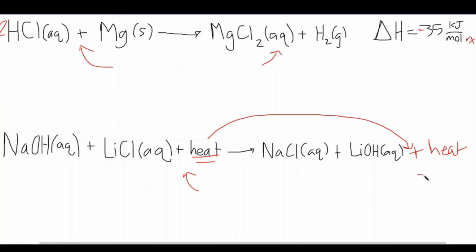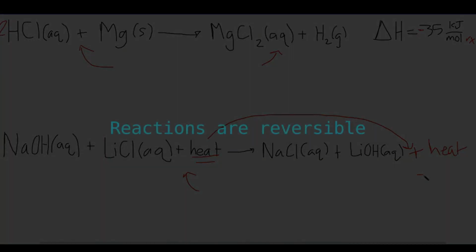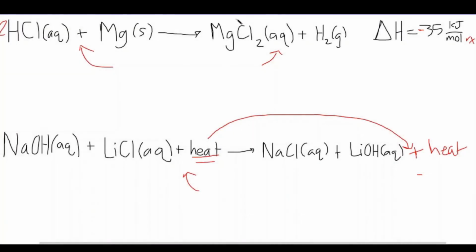And now, finally, the question you may be asking, the question I said we would answer in the beginning of the video, is, how does this all relate to equilibrium? Here's why. Most reactions are reversible, meaning that the products can actually be used to make more reactants, meaning these products right here, I can take them in and I can make more hydrochloric acid or more solid magnesium if I wanted to.